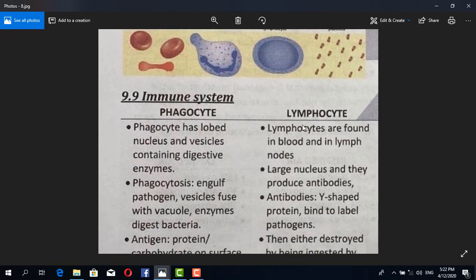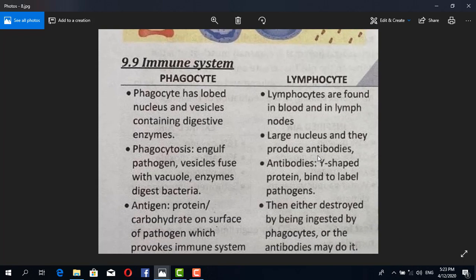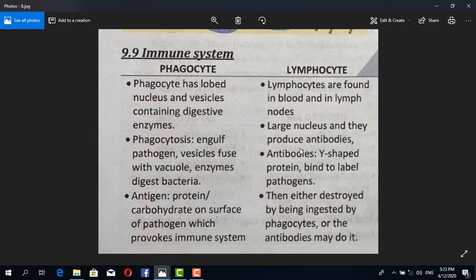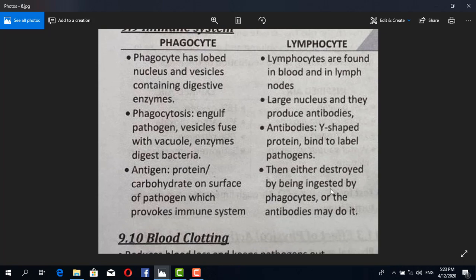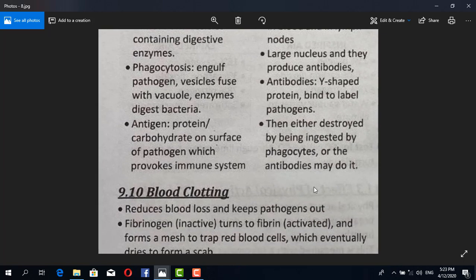Meanwhile, the lymphocytes are found in blood, particularly in the lymph nodes, that we said once we can find just behind the ears and in the neck section. They have a large nucleus, and they produce the antibodies. Also, the antibodies, which are Y-shaped proteins, bind to and label pathogens, which are then either destroyed by being ingested by the phagocytes, or the antibodies may actually do it.